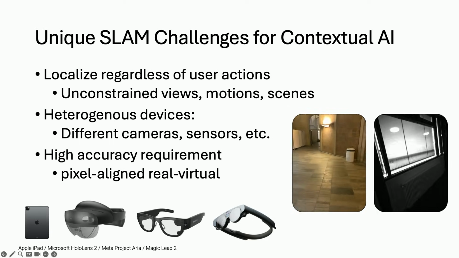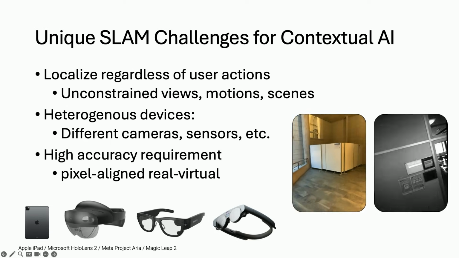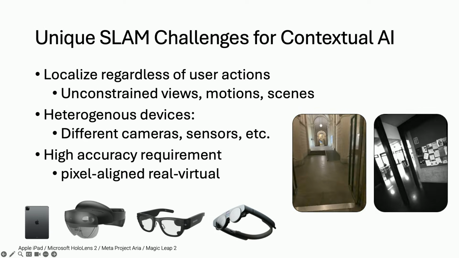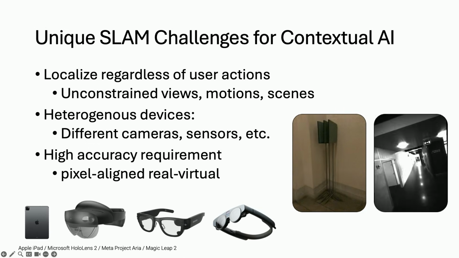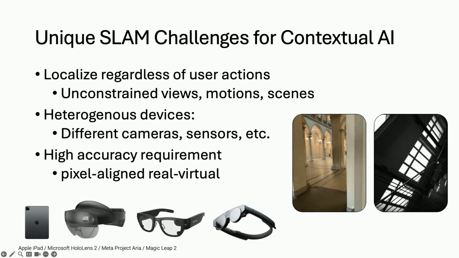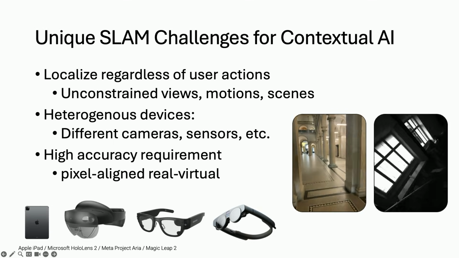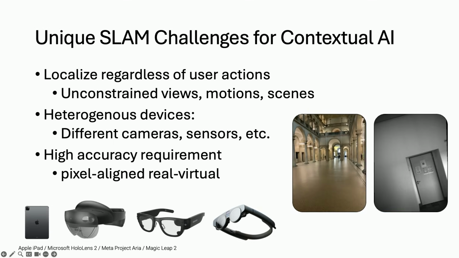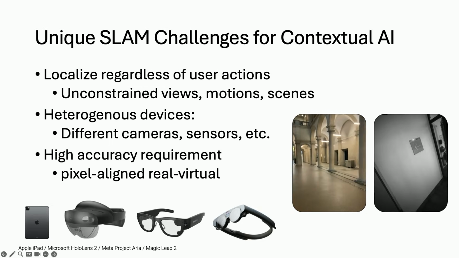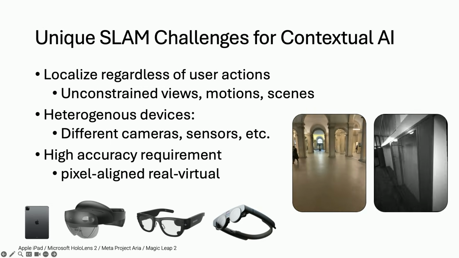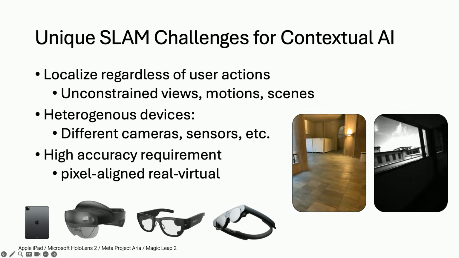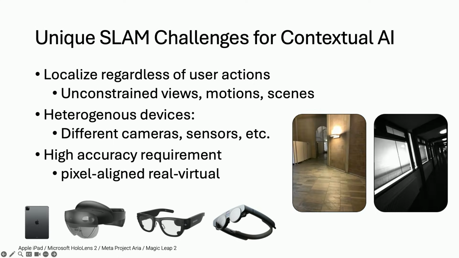Second, we are dealing with heterogeneous devices. There are different cameras and different sensors, and we want to build a SLAM system that can generalize across different sensors and different devices. This can be particularly challenging because different devices can have different distortion patterns. All of this is of interest to SLAM research and development.